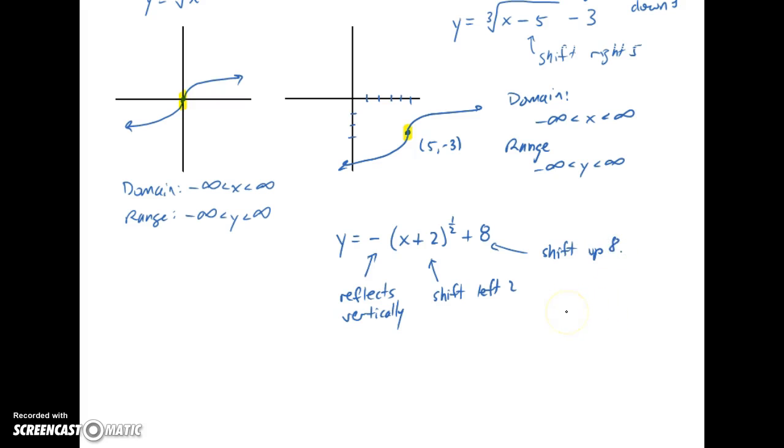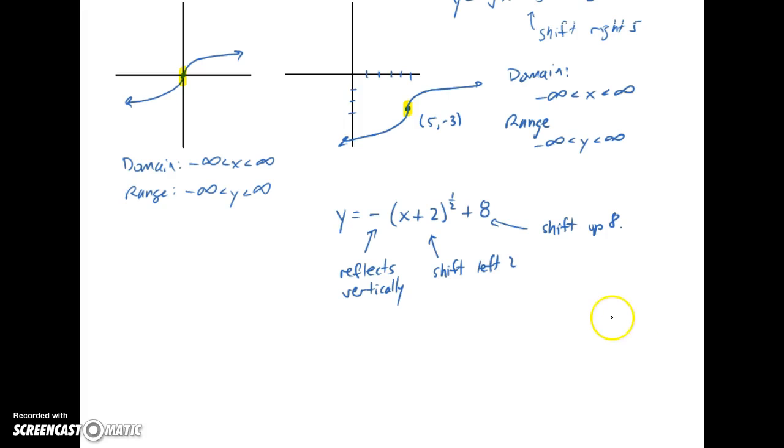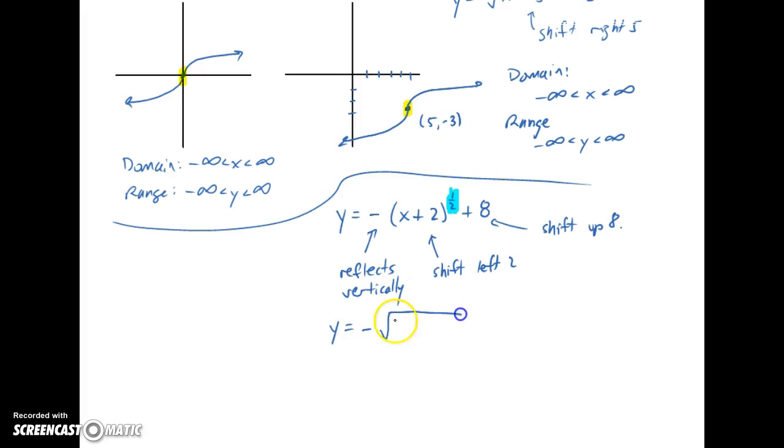And you may be thinking, what is it that we're shifting? Well, we've got to remember what's the parent function on this. And since we've got that 1/2 here in the exponent, remember we can also write this as y equals -(x plus 2) to the 1/2. Remember, that means the square root. I don't have to write the 2 there. I could put a 2 there, but I don't have to. So y equals the negative square root of x plus 2, plus 8.